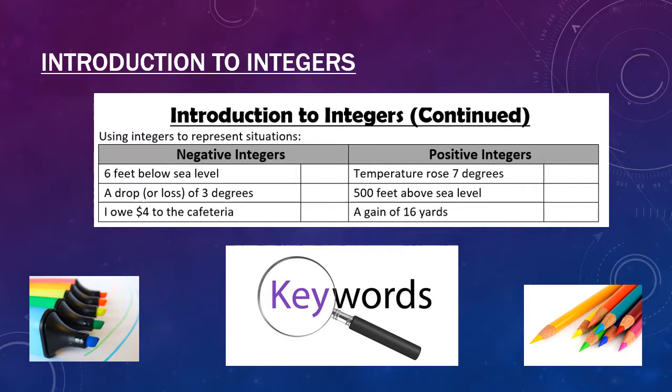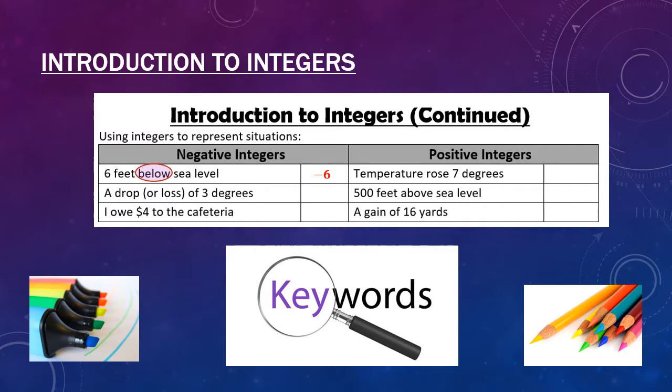So the first situation says 6 feet below sea level. Well, if something is below, it's under. So the key word there is below, and since it's 6 feet below, my integer would be -6. I didn't say this right now, but sea level is actually technically 0. If you see sea level, we'll talk about that in a minute, have you write it down. But 6 feet below sea level would be a -6.